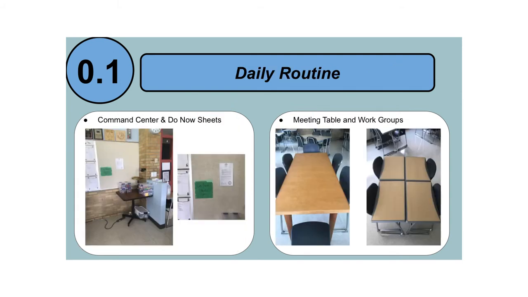Regarding daily routines in the classroom. When you first walk into the classroom, you come in the door and set your things down. One of the first places that you need to go to is something called the Command Center. The Command Center is pictured right here. It is located right by the front door of the classroom. You'll see the bulletin board here, and on the bulletin board there will be a green folder, and that green folder will be the location for your do now sheet.